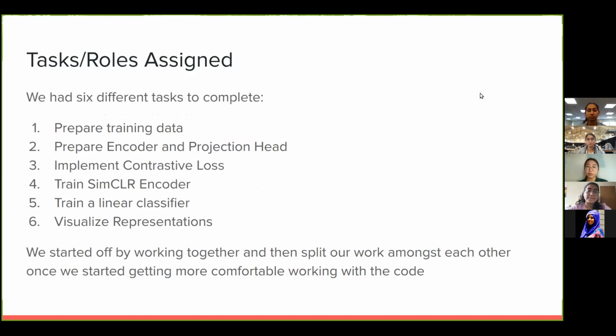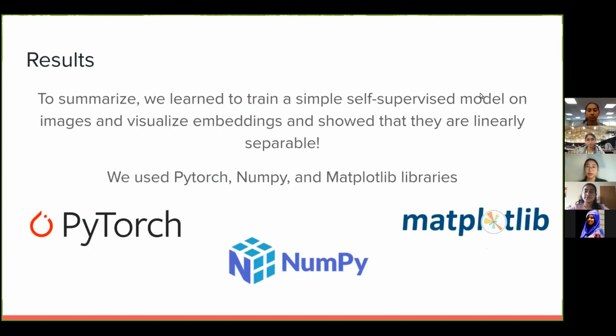So as we went through, we had 6 different tasks to complete. The first was preparing training data, task 2 was preparing the encoder and projection heads, and 3 was implementing the contrastive loss and training the SimCLR encoder, and then training the linear classifier and visualizing the representations. We started off by working together and then split our work amongst each other once we got more comfortable working with the code.